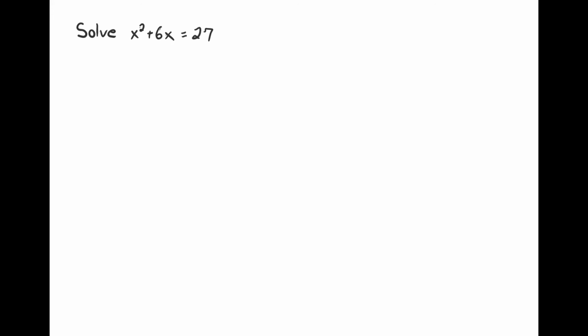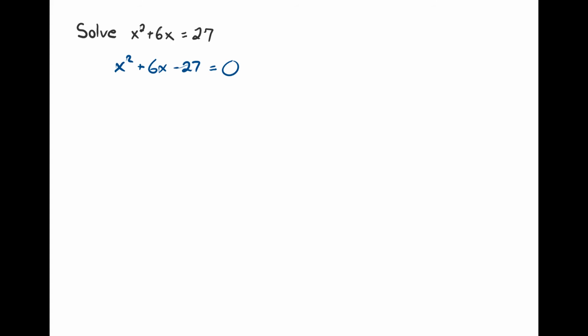Okay, let's try this one. We're asked to solve x squared plus 6x equals 27. Now when I see a problem involving x squared and an x, I know I have to solve this by factoring. And whenever I solve something by factoring, you have to set it equal to 0, because you have to be able to use the zero product property, and that only works if the equation is set equal to 0. So the first thing I'm going to do is subtract 27 from both sides. So I get x squared plus 6x minus 27 is equal to 0.